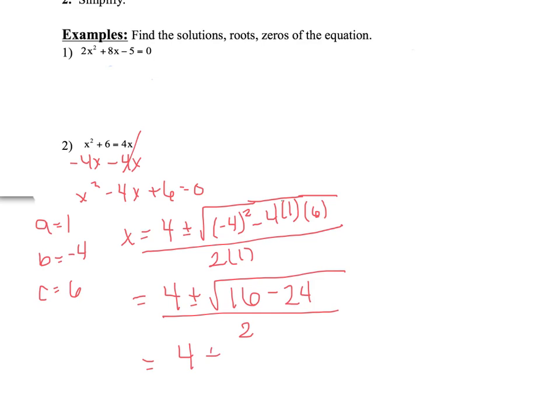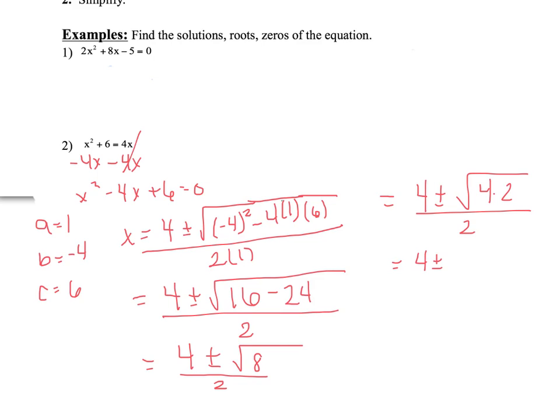So I'd have 4 plus or minus 16 minus 24 underneath my square root. It's going to give me 8 divided by 2. Then I need to figure out what perfect squares go into 8. So it'd be 4 plus or minus 4 times 2 divided by 2. So I'd have 4 plus or minus 2 square root of 2 divided by 2.